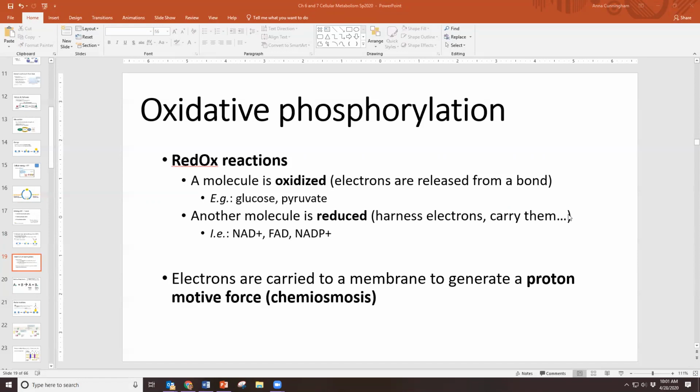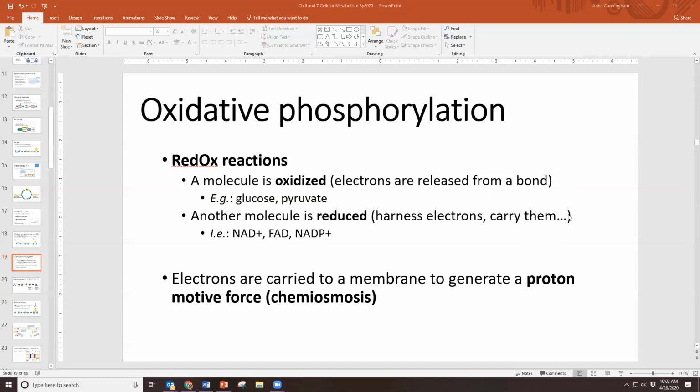If another molecule grabs an electron, or gains an electron, because electrons are negatively charged, its charge is reduced. So when a molecule releases an electron, it's oxidized, but when another molecule grabs that electron, it's reduced, because its charge is reduced. So with redox reactions, you have oxidation, where electrons are released from a molecule, and then you have another molecule reduced.